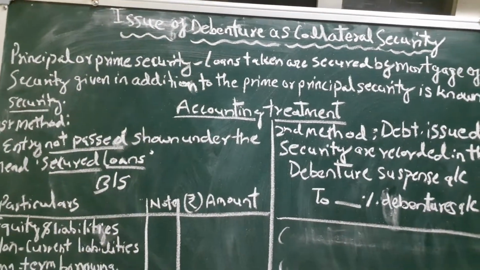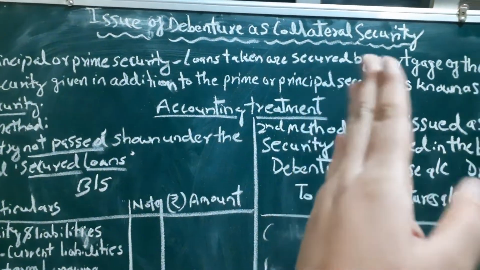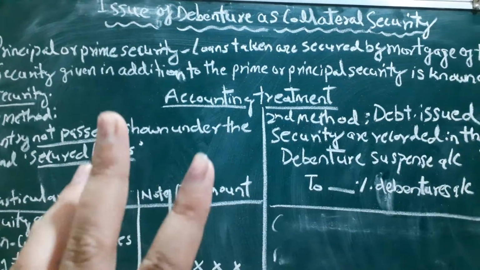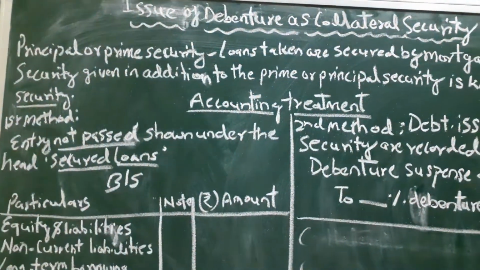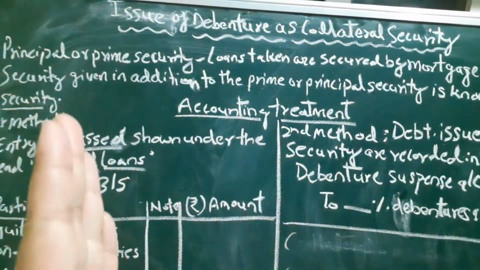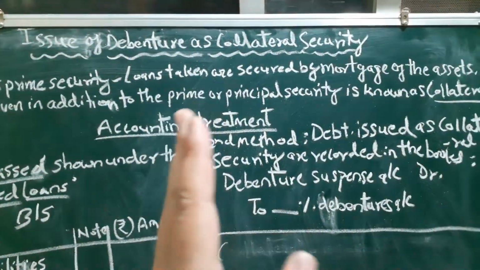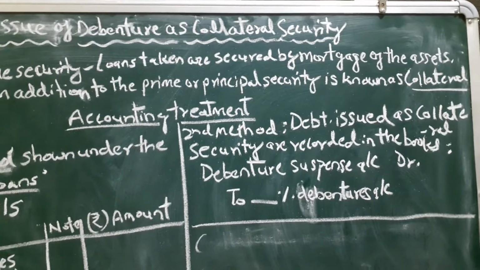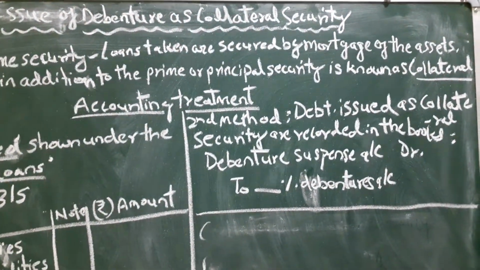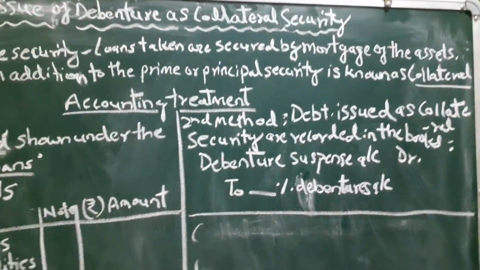So let's start the topic. As you can see, the collateral security, usually security here we will be discussing in two types. First is prime or principal security and another one is your collateral security. So what is the principal or prime security? Loans taken are secured by the mortgage of the assets. That means whatever loans are taken, they are secured by mortgage of the assets.